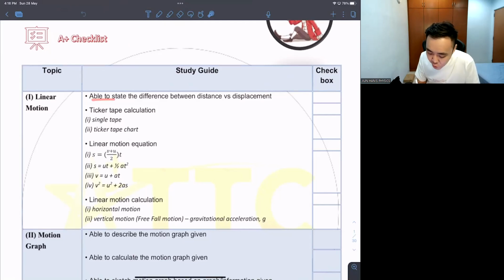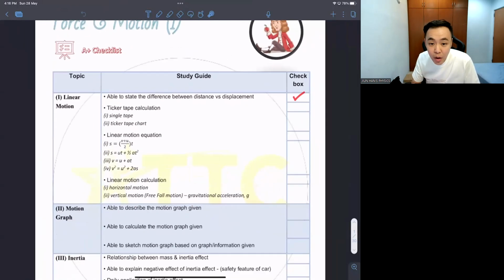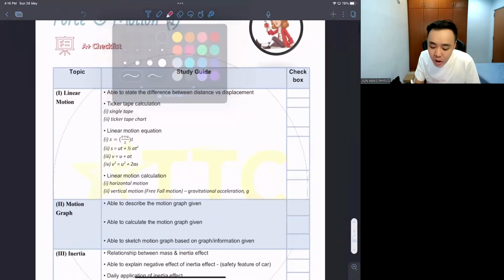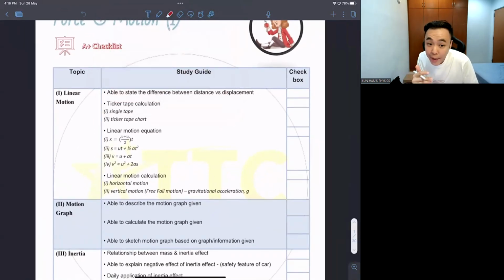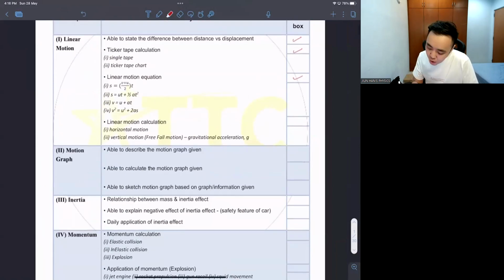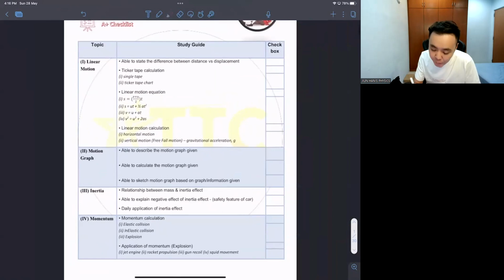Are you able to differentiate what is distance and displacement or not? If you say yes, then you put a tick here. So over here, you have a checkbox. What you need to do ultimately is to make sure everything is checked. So it's like, check here. Oh, this one I know, I put a tick. This one also I remember, I can do, I put a tick. So ultimately, all these checkboxes, you need to make sure they are all checked up. All right, I can do this, I can do this, I can do this, I move on. I can do this, I can do this, I can do this, I move on.